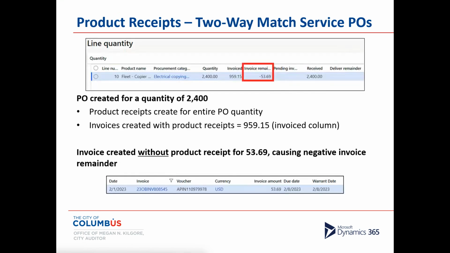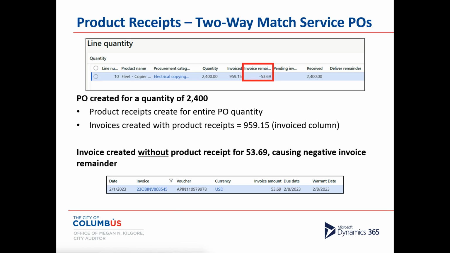On the screen is an example of a purchase order that has had some but not all of the invoices match to a product receipt, and then at least one invoice that did not use the product receipt. And it creates a negative invoice remainder quantity. And again, the PO is essentially bricked. It must be canceled and replaced before any invoicing can continue for the purchase.